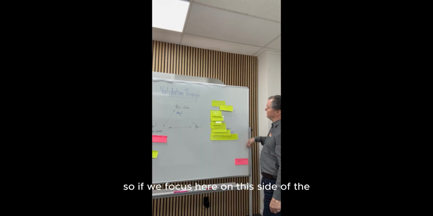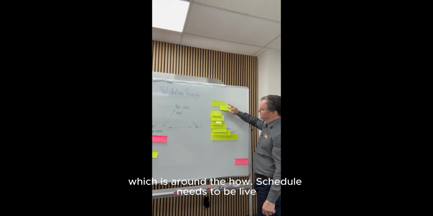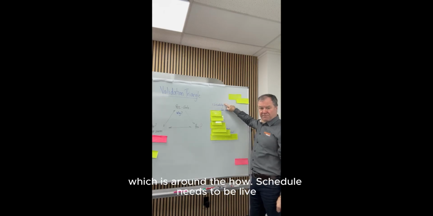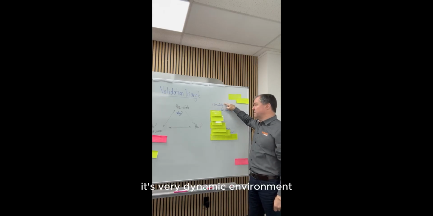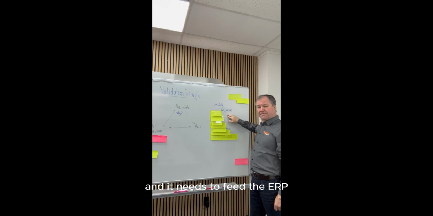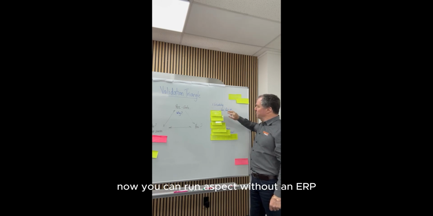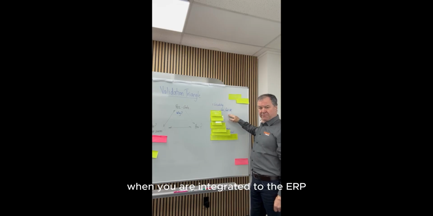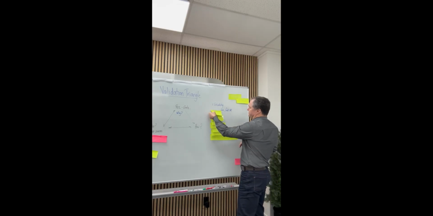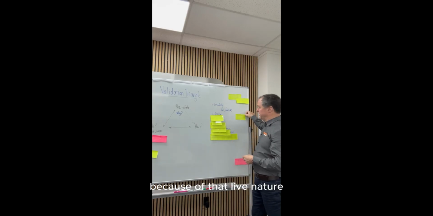So if we focus here on this side of the triangle, which is around the how, scheduled to be live because the shop floor is always changing. It's a very dynamic environment, and it needs to feed the ERP. Now you can run Aspect without an ERP, but you do get a lot more benefit when you are integrated to the ERP because of that live nature.